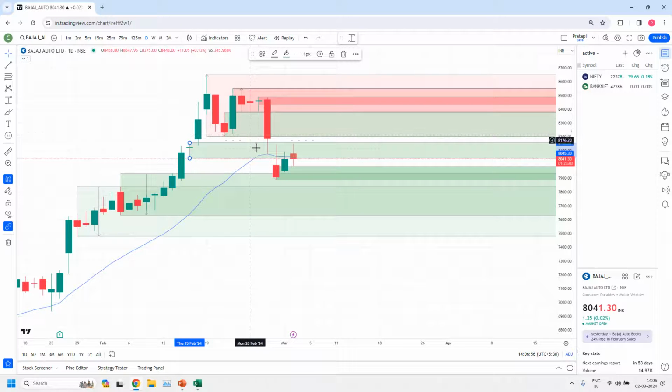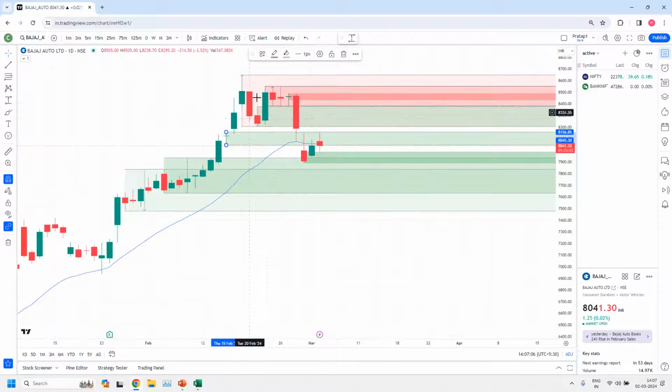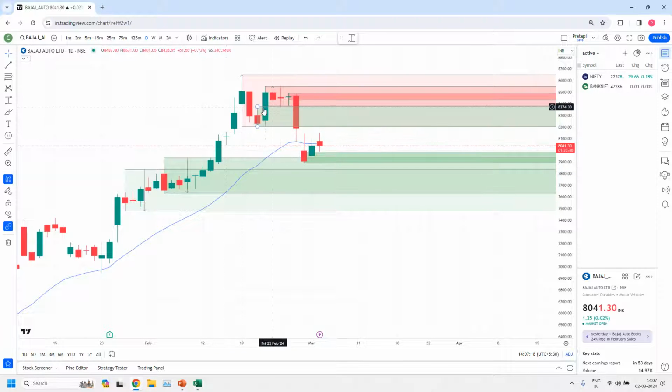If 2 demand zones are violated, what happens to the trend? When the prices violated the first demand zone, the trend changed to sideways. Earlier it was uptrend. Now uptrend has changed to sideways. Now the second demand zone is violated. Now sideways has changed to downtrend. Now let us delete.